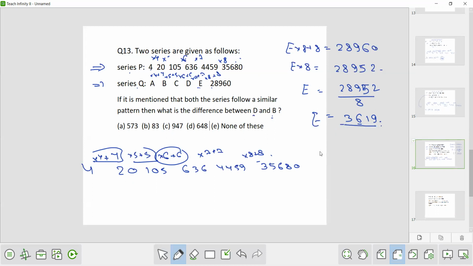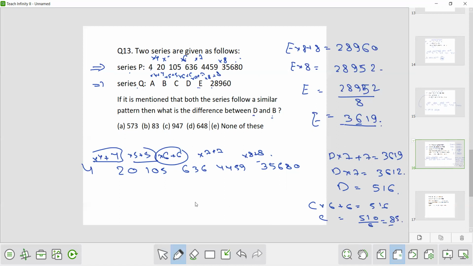Now how you will calculate D? So E you know, if this is 3619, so D into 7 plus 7 will be 3619. Now D into 7 is equivalent to 3612. Now D is equivalent to how much? So this will be 516. Now if you have calculated D, can you calculate C? Yes, definitely. So C into 6 plus 6 is 516. So C is equivalent to 510 upon 6, that is equal to 85.